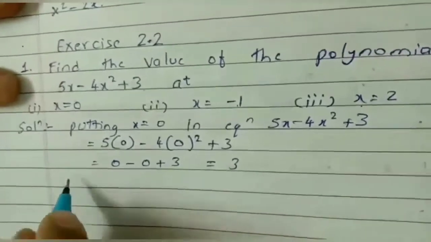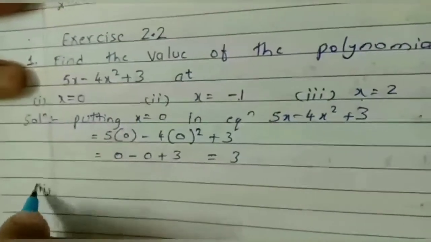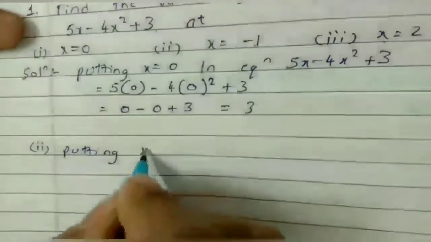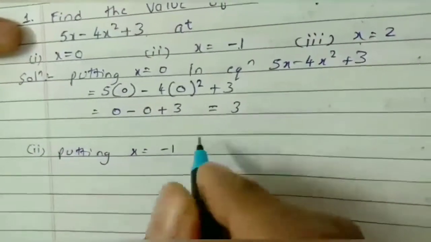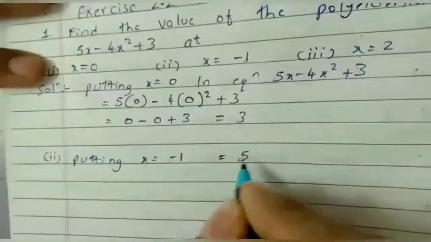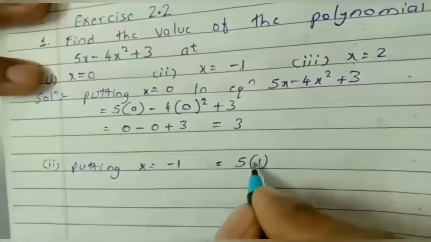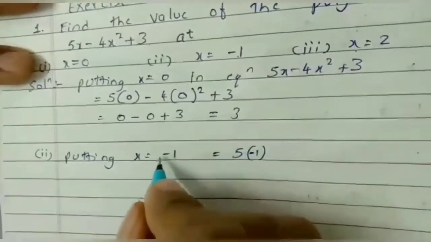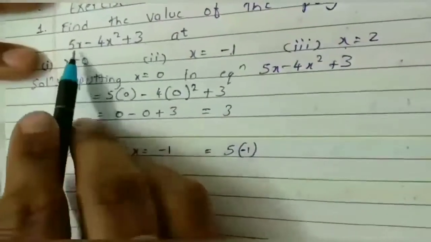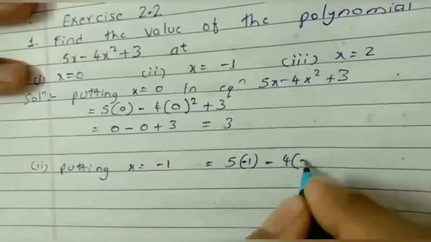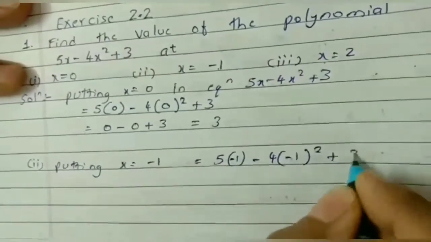Now the second number, putting x equal to minus 1, we'll get 5 into minus 1, sorry, it's minus 1. So wherever there is x, in place of x we have to write minus 1. Minus 4 into minus 1 the whole square plus 3.